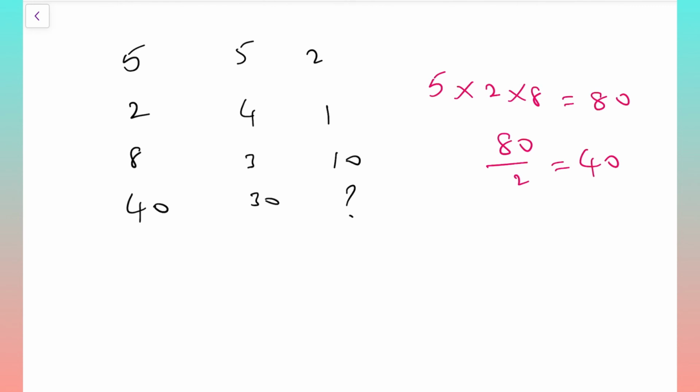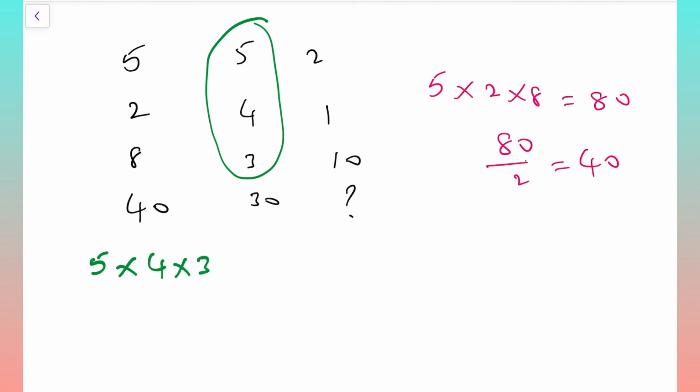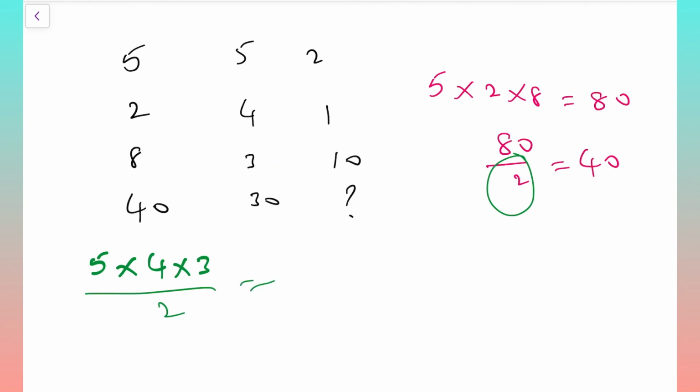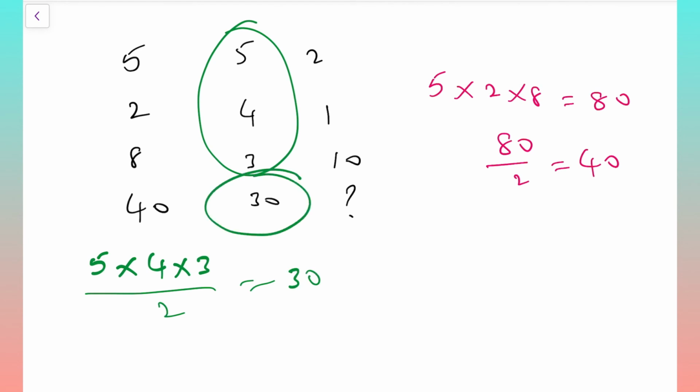Now let's move to the second column. In the second column, if you multiply these three numbers, that is 5 into 4 into 3, and here we did half, so here also I am doing half. Let us check whether we will get the same or not. 5 4s are 20, 20 3s are 60. 60 divided by 2 is nothing but 30. So this is the correct logic.